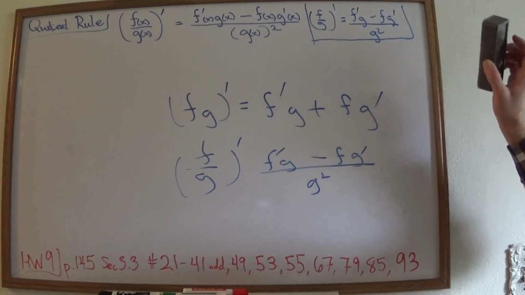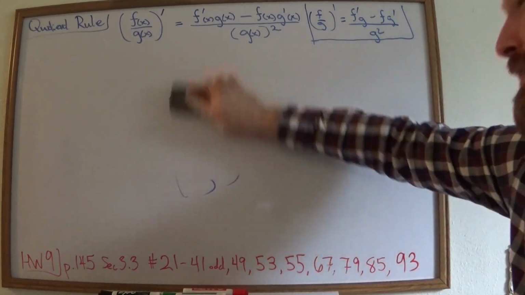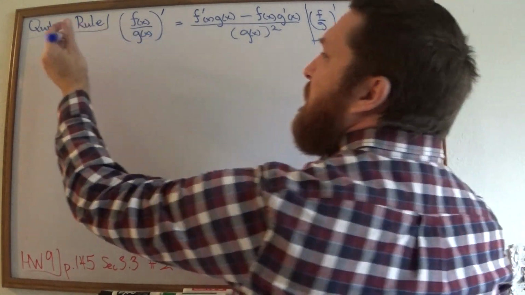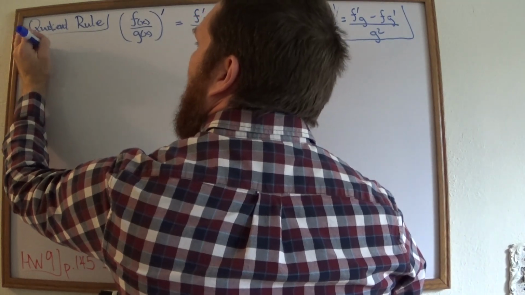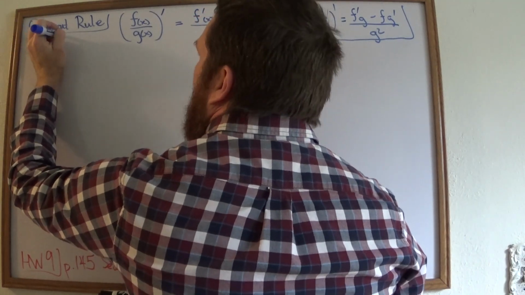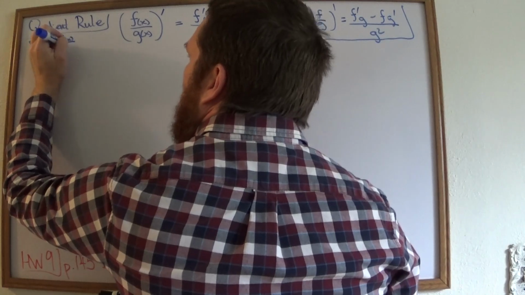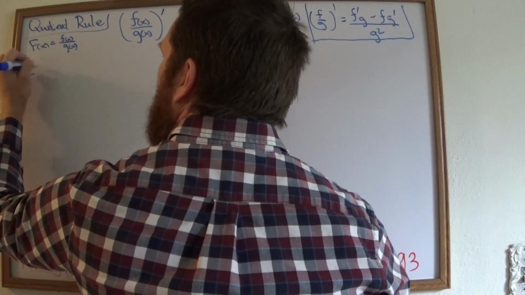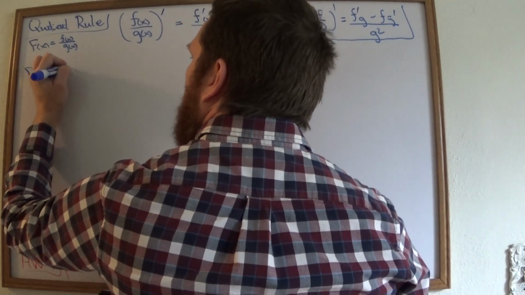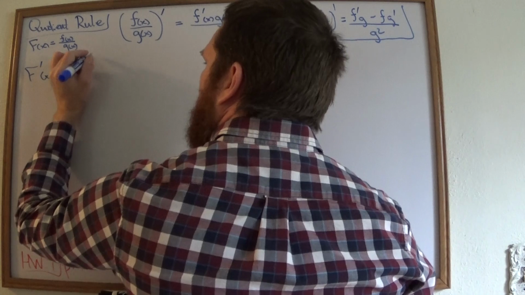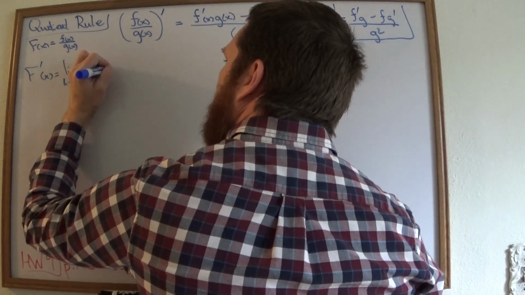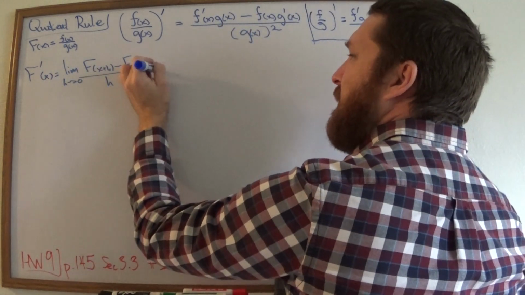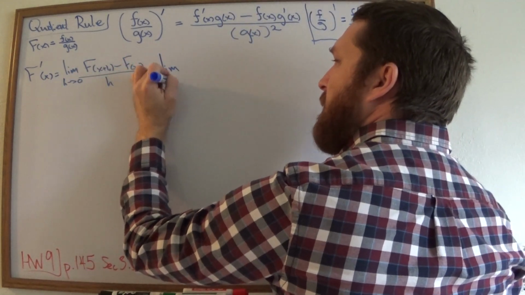Okay, so let's prove that. Are we ready to prove this? So, we're supposing that this is some function, big F of x, which can be realized as the quotient of two functions, some function divided by another function. So its derivative, just by definition, is going to be big F of x plus h minus big F of x, all over h. Now let's plug in values.